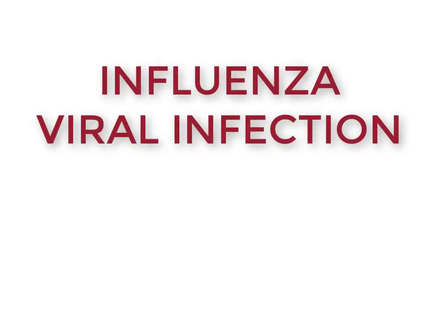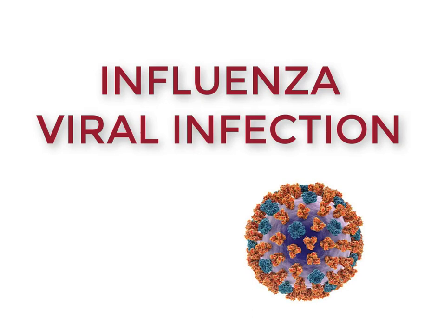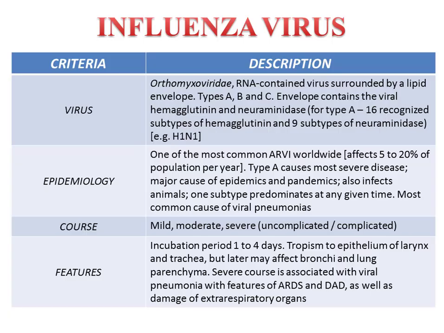So let's talk about the first and the most important infection, which is influenza virus. Influenza virus is an orthomyxoviridae virus, which is an RNA-containing virus surrounded by a lipid envelope. We have generally three types: type A, type B, and type C. The envelope contains the viral hemagglutinin and neuraminidase. And exactly for type A, there are around 16 recognized subtypes of hemagglutinin and around 9 subtypes of neuraminidase. The naming of these viruses comes from those subtypes of hemagglutinin and neuraminidase, like H1N1, for example.